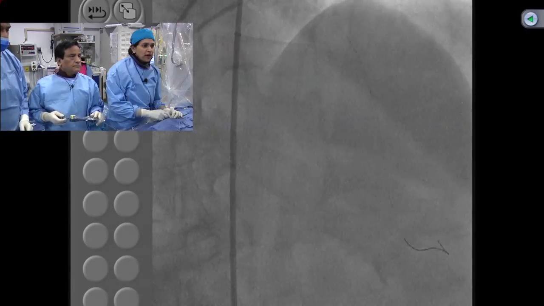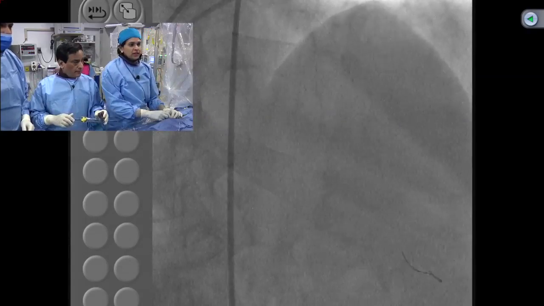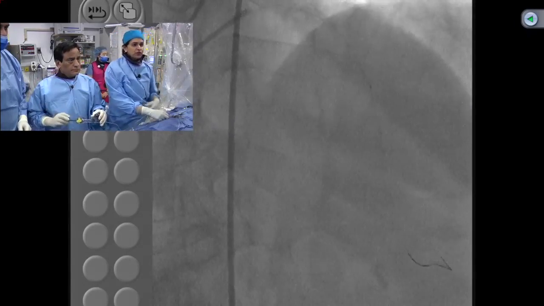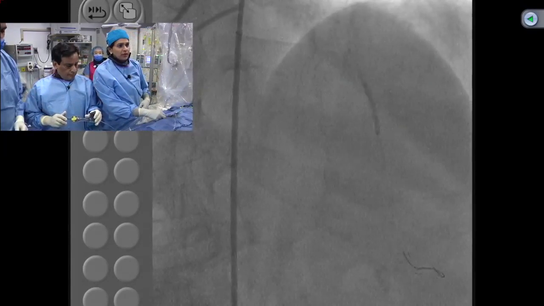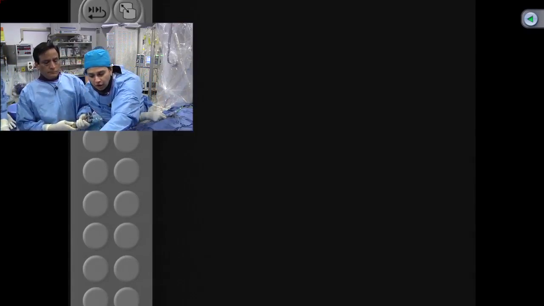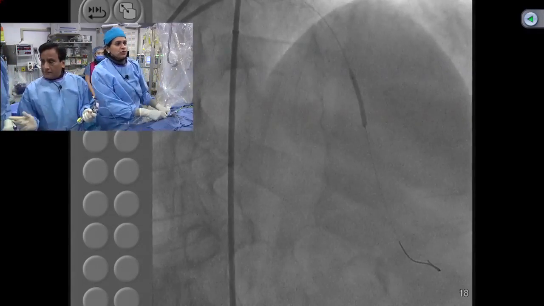What is a Progress wire? The Progress wire is actually US technology, and if you see here, it is the wire which I would say is a combination of Confianza as well as the Fielder.